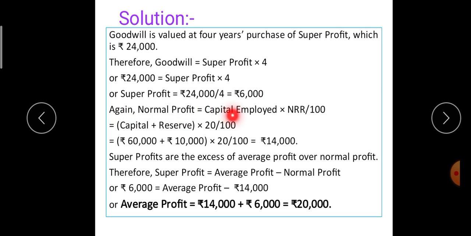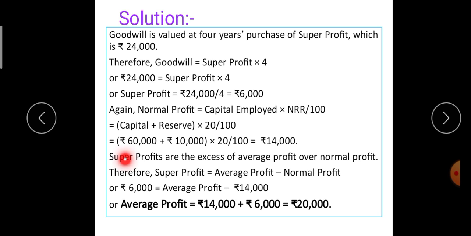See, the formula is capital employed multiplied by normal rate of return divided by 100. Now see, they have used in this solution capital plus reserve. So capital is 60,000, reserve is 10,000. So capital employed is 70,000, and 20% of 70,000 is 14,000 rupees. So we now have the value of normal profit also. Normal profit is 14,000. Okay. We can use the other formula also, assets minus liabilities. So we will get 70,000.